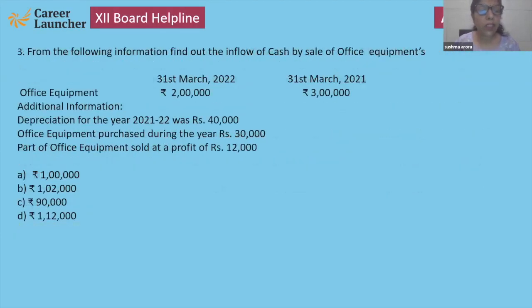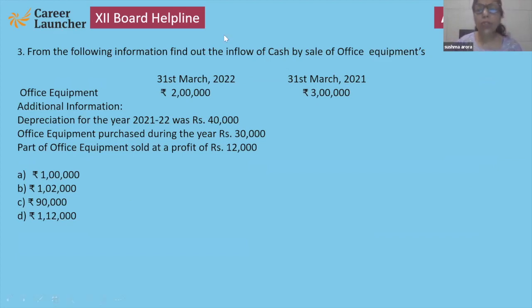Now, next question. Again, a very good question. You can see this type of question in CUET. Two questions they gave in CUET, and this type of question you can see in CBSE papers. Office equipment 2 lakh, closing and opening is 3 lakh.